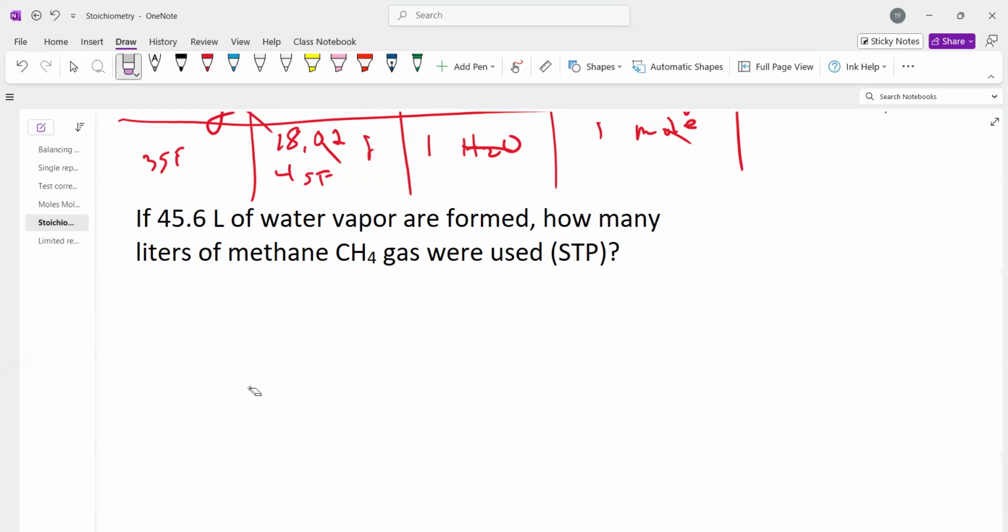We're talking about, okay, this is the same equation now. We're going to burn methane again. So we need to start with a balanced equation. Okay, so balanced equation. What's given? Water vapor. Look for the number.